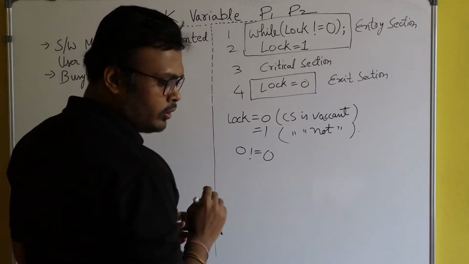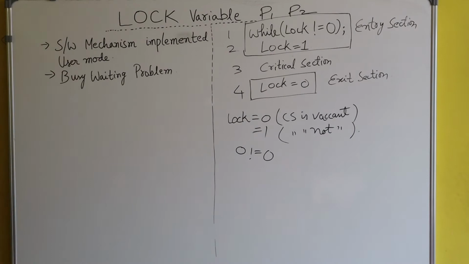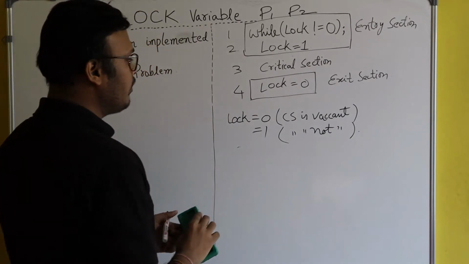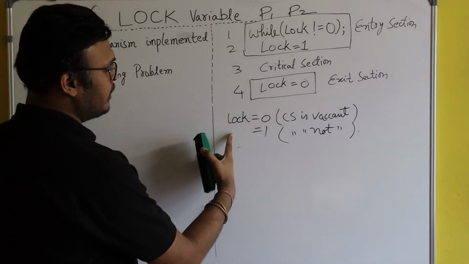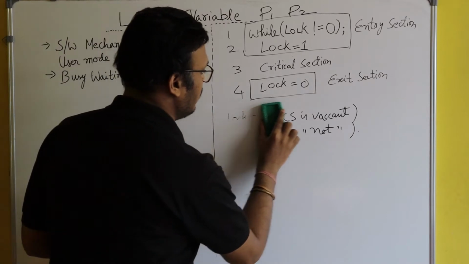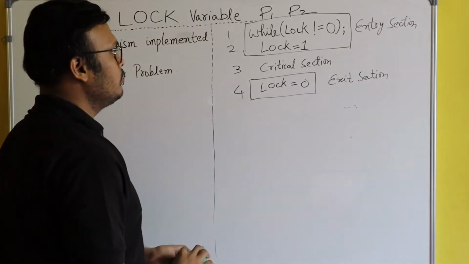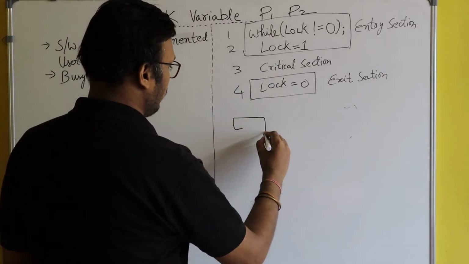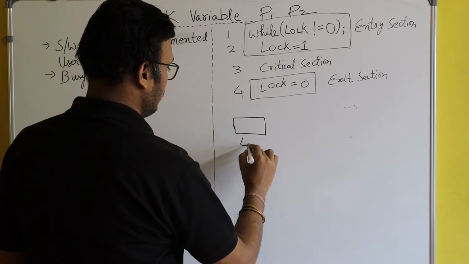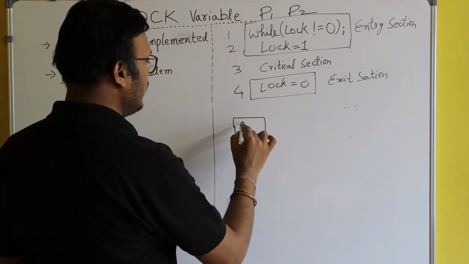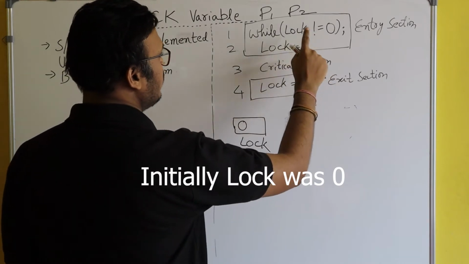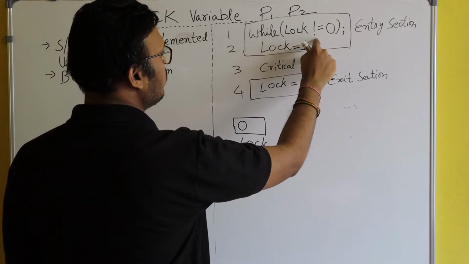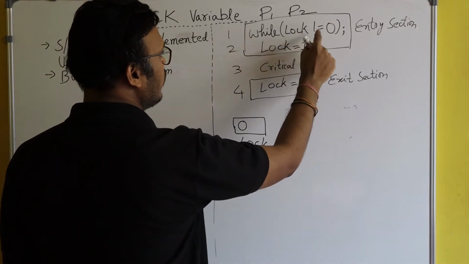So now you see in line number 2 the lock value, just note it down. In line number 2, notice the lock variable is assigned as 1. Initially it was 0, that's why P1 could enter. That's why the while loop got broken, because 0 is not equal to 0.